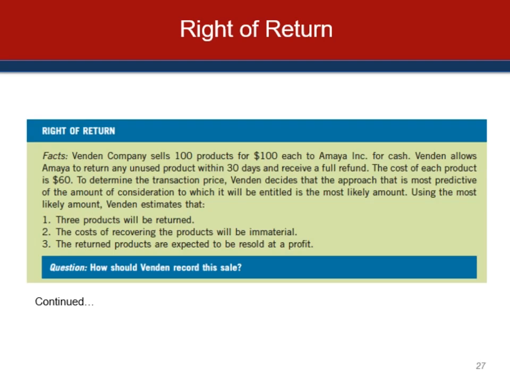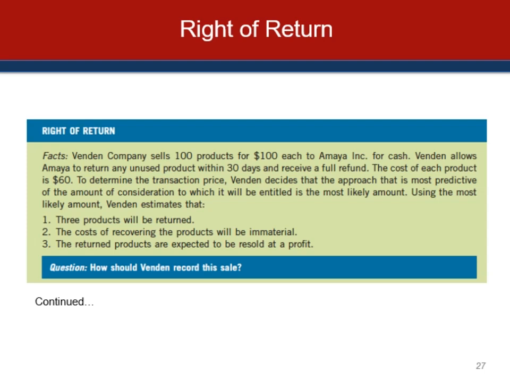So for example, the right of return in this situation: Vanden Company sells 100 products, and they give their customer, Amaya, the right to return any unused product within 30 days and receive a full refund. At the end of the 30 days, they know there is no possibility of a full refund, but up until that point, they haven't actually delivered on their performance obligation in its entirety. The cost of the product is $60, and they're selling for $100.